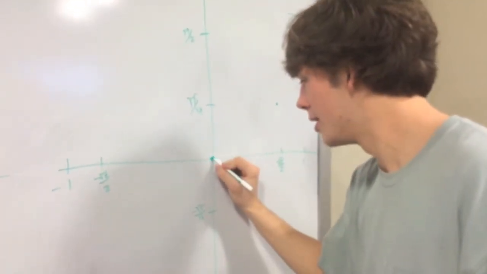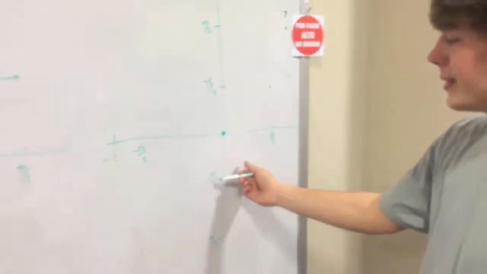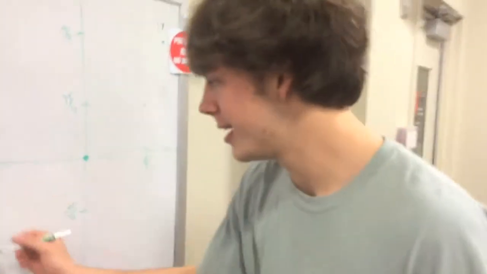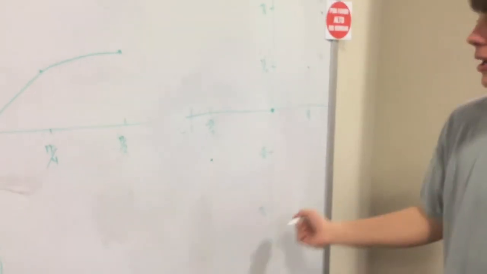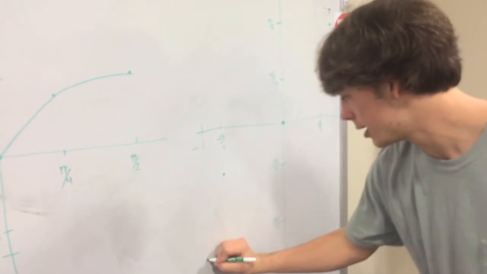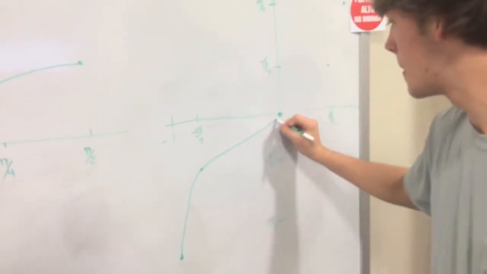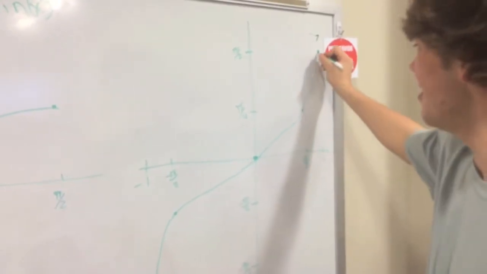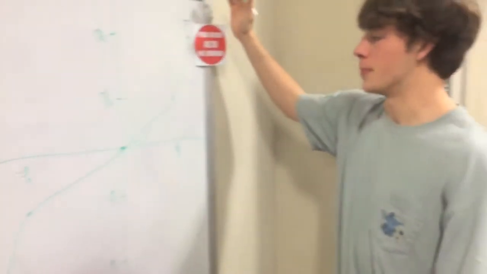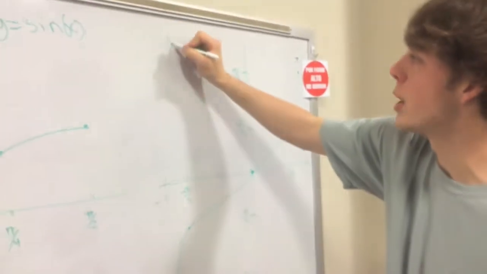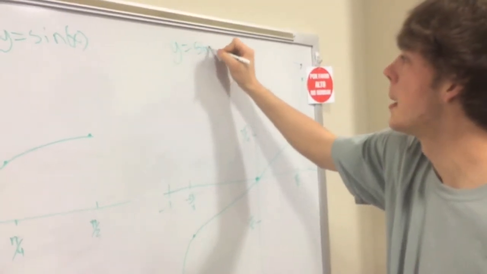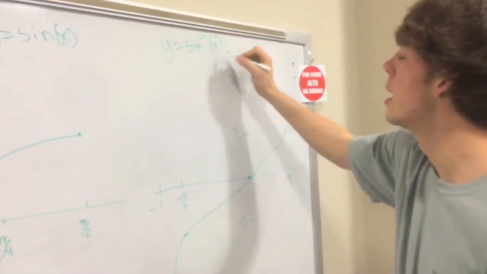Okay, now, negative pi over 4. Same thing. Negative square root of 2 over 2. And then we go negative pi over 2 over to negative 1. So let's connect the dots. Started from the bottom. Now we're here. Boom. And there we go. And we can put the equation up here. And we're done. Look how beautiful that is.